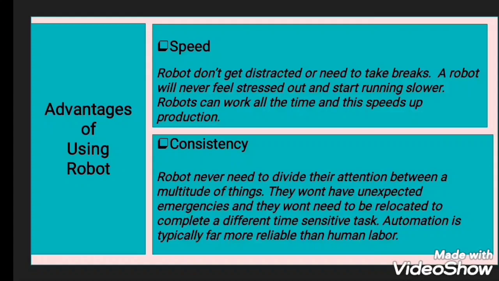Okay, coming to the next point, it is consistency. Robots never need to divide their attention between a multitude of things. They wouldn't have unexpected emergencies, and they don't need to be relocated to complete a different time-sensitive task. Automation is typically far more reliable than human labor.